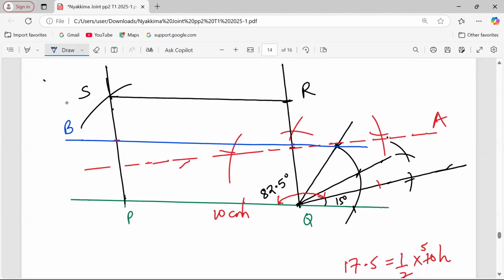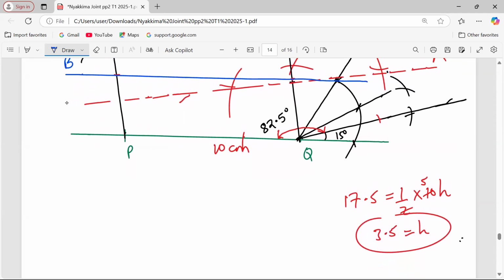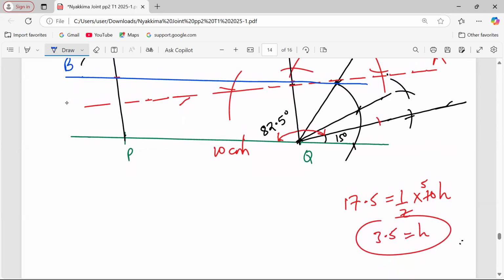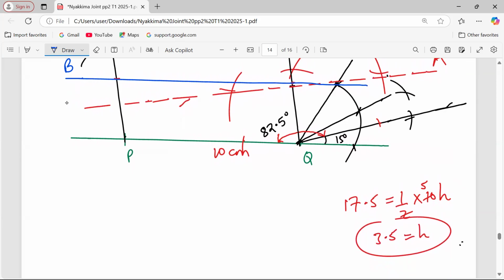In case we produce a triangle from PQ to any point along that line that you have called B, the area of that triangle is supposed to be 17.5, because it will have a perpendicular height of 3.5. Yeah, 3.5. That way. All right.